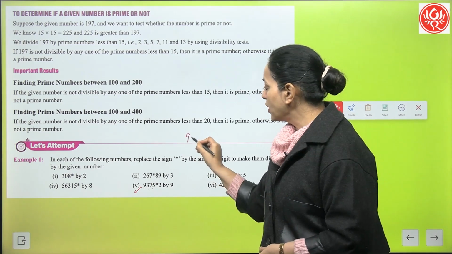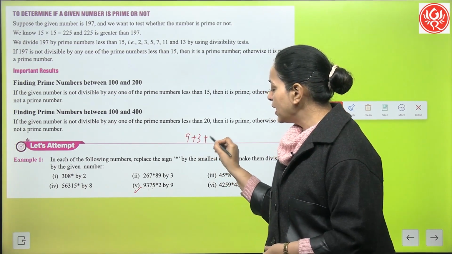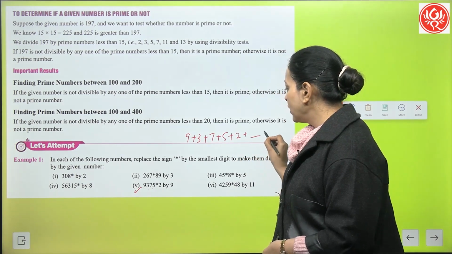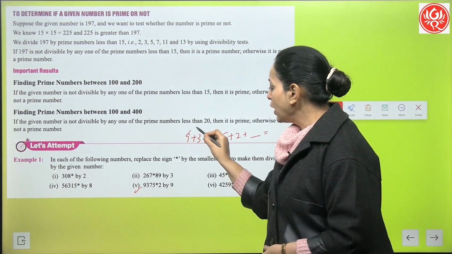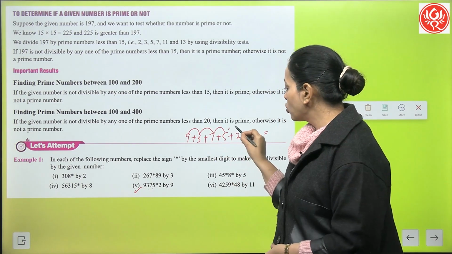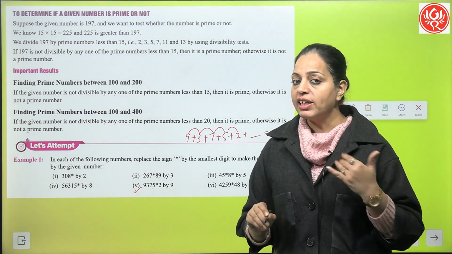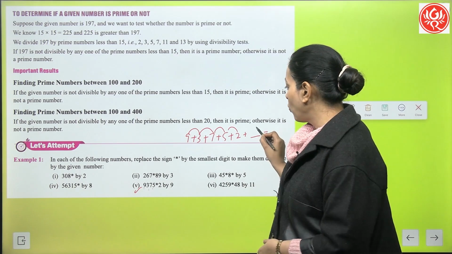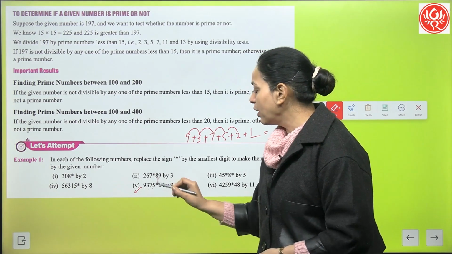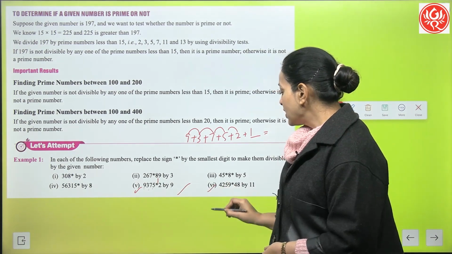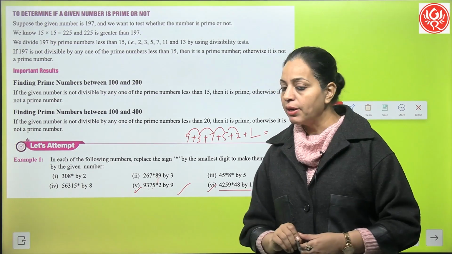Okay. So now fifth part, 9375 dash 2 by 9. So what to do? Take the sum of the digits. 9 plus 3 plus 7 plus 5 plus 2 and 1 digit missing, we don't know. So 9 plus 3 12 plus 7 19 plus 5 24 plus 2 26. तो हम 26 में क्या ऐड करें so that it is a multiple of 9. So 1. So smallest digit हमें करना है. So here it should be 1. Okay. Now the sixth one, similarly this number is given.